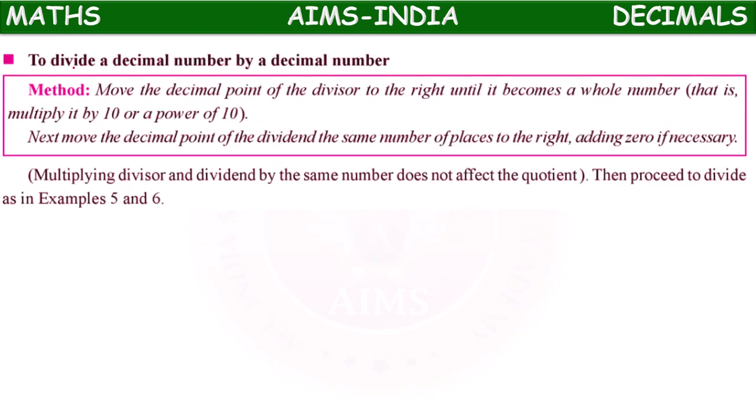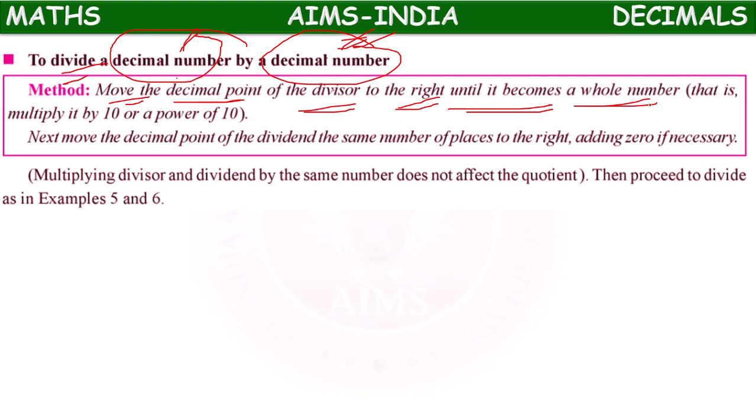Next one. To divide a decimal number by another decimal number, what is the method? Move the decimal point of the divisor to the right until it becomes a whole number. Until it becomes a whole number, we have to move it to the right, either by multiplying by 10 or powers of 10.